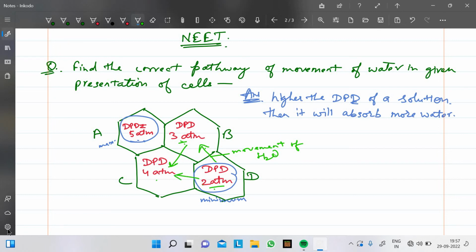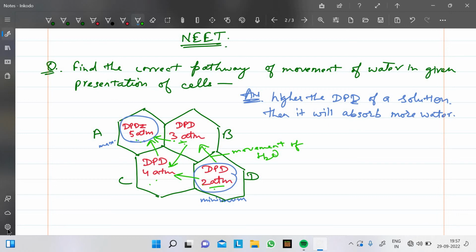Water will move from this cell to this and also from this cell. इसका lower है, इसका higher है DPD. ठीक है? And for this cell, it is in contact with this cell also, from cell B and from cell C. The water will move from here to here and also from here to here. So this will be the exact movement of flow of water.